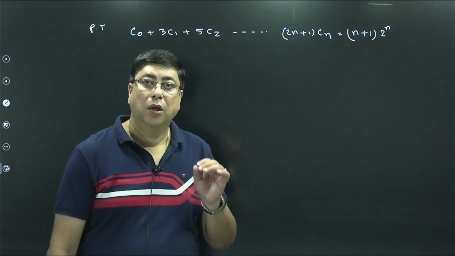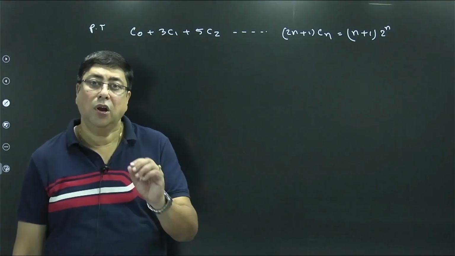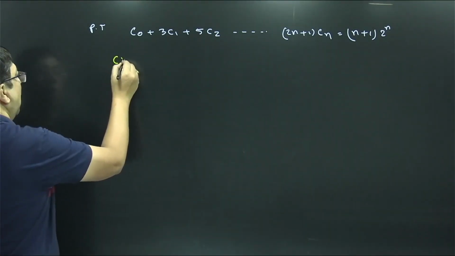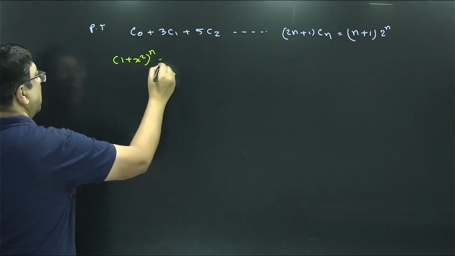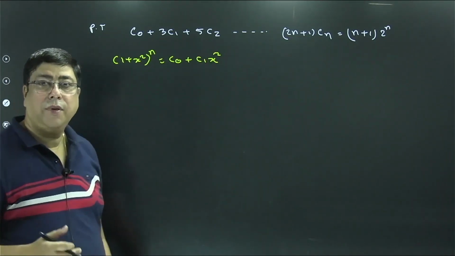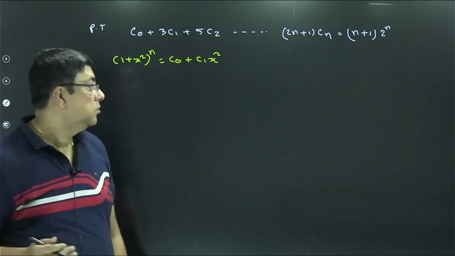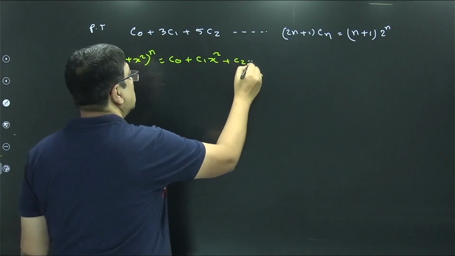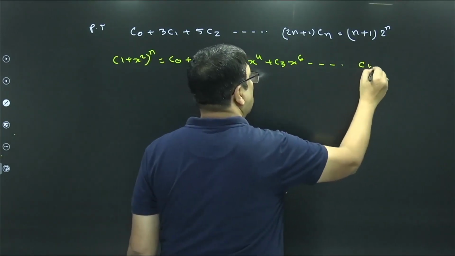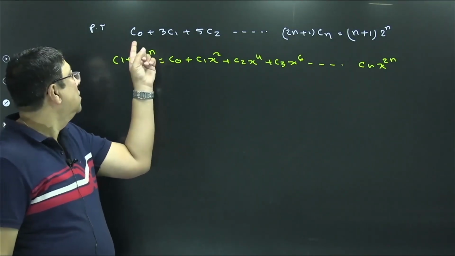So let us start with (1 plus x) whole to the power n, that is c0 plus c1x plus c2x square and so on. Instead of x, let us put x square. So (1 plus x square) whole to the power n is c0 plus c1x square plus c2x to the power 4 plus c3x to the power 6, and so on up to cn x to the power 2n. But in the question c0 is present.